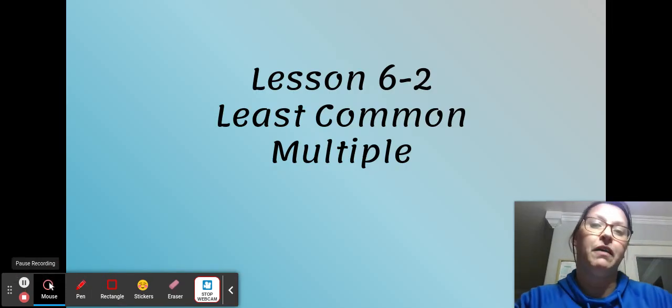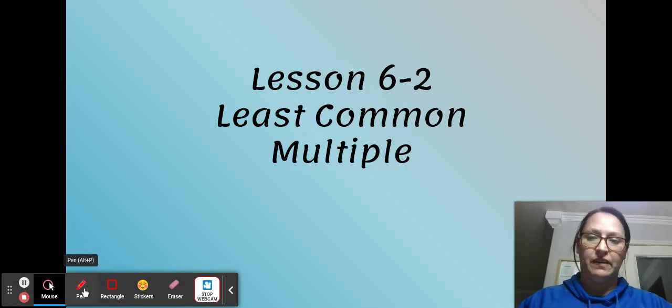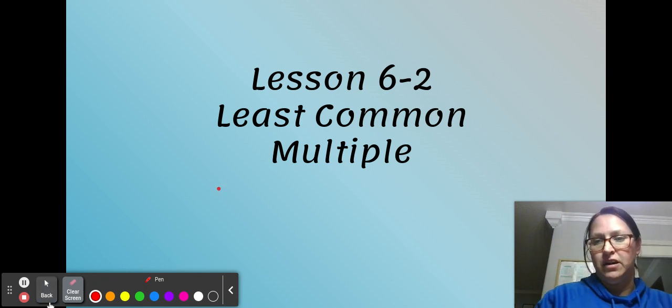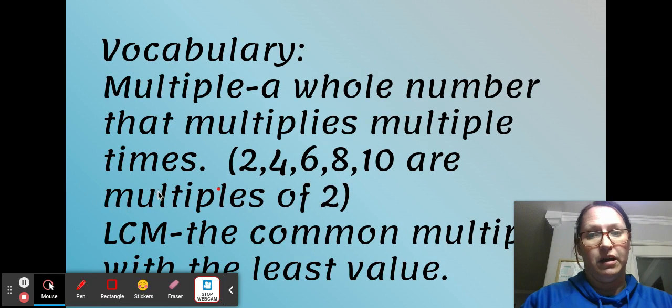Hi, today we're going to talk about least common multiples in our lesson. We are going to start with a couple of definitions.